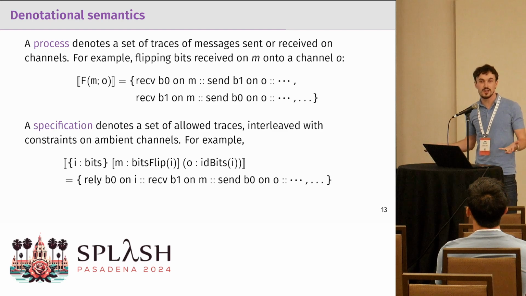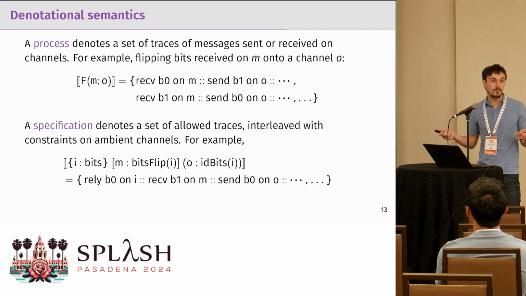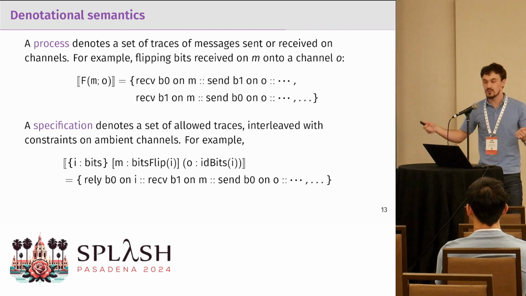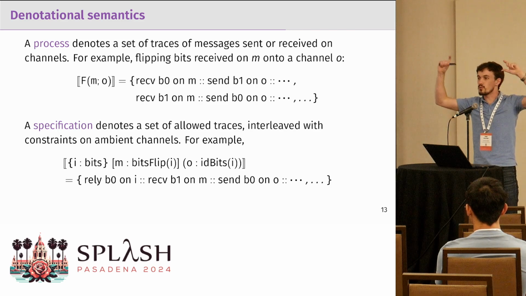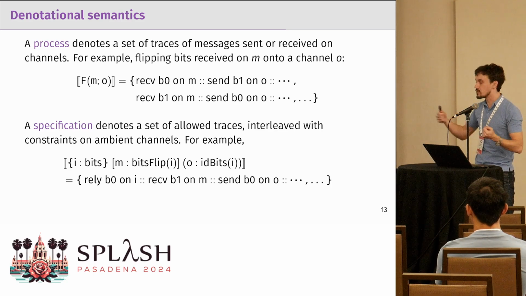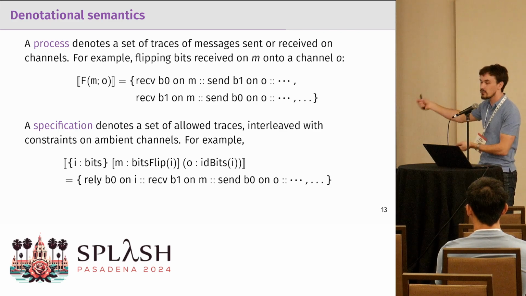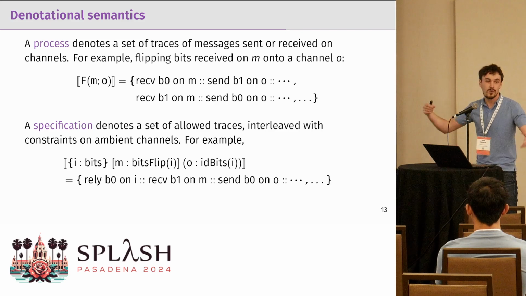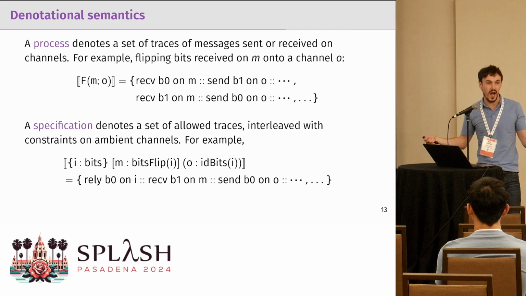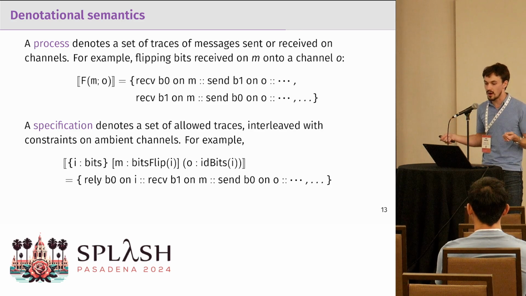And then what a specification denotes is also a set of traces that are allowed by the specification, and we need to account for these ambient assumptions. So we're going to add in special elements that say we're going to rely on these behaviors in the environment. For example, think back to the rightmost process in the composition. It had this ambient channel I, and it said it was a client of a channel M of type bits flip and a provider of O of type ID bits. An example trace is the one here that says, assuming some bit 0 goes by on I, then the process is allowed to receive a bit 1 on M, and then allowed to send a bit 0 out on O. So it really just specifies which behaviors are allowed.